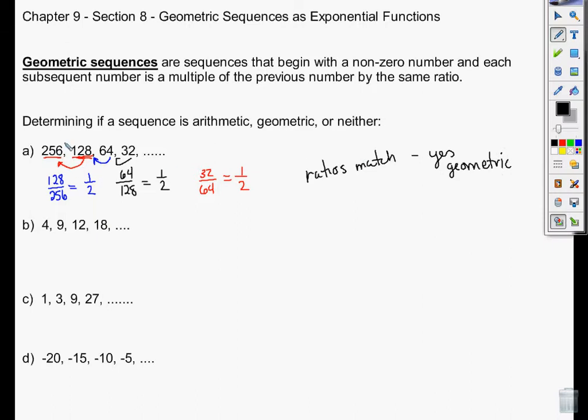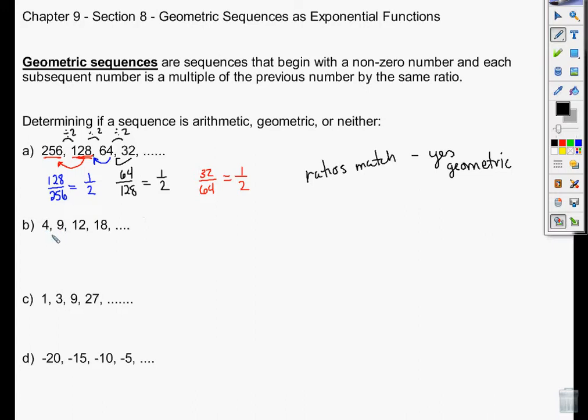Okay. The other way you could do it is if you could look at it and you know to divide by 2. If you can see that you're dividing by 2 every time, you can just say, oh, you're dividing by 2 every time, so it is geometric. But if you don't see the divide by 2, you can do it as fractions.